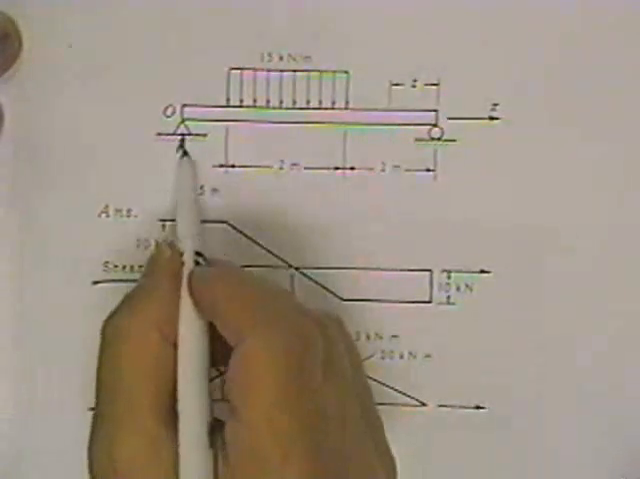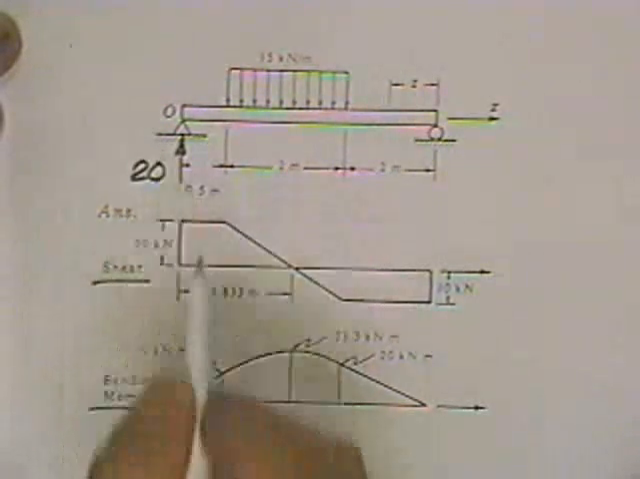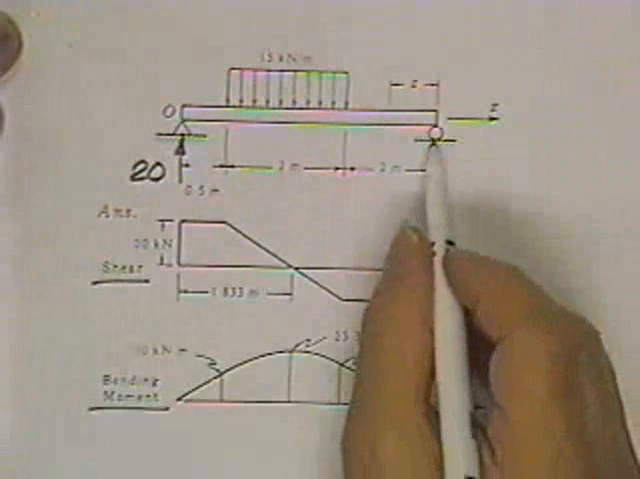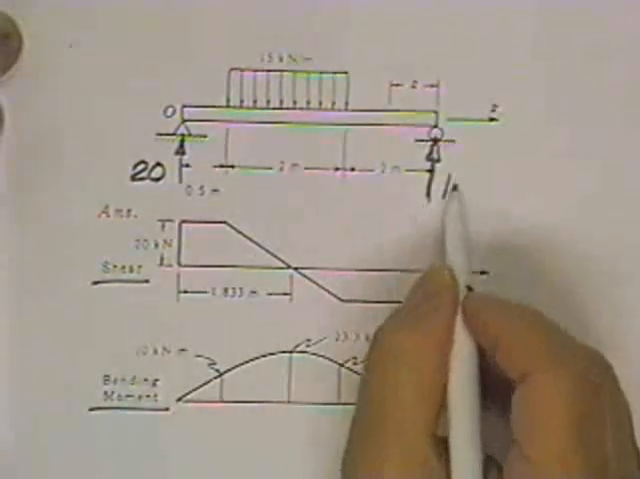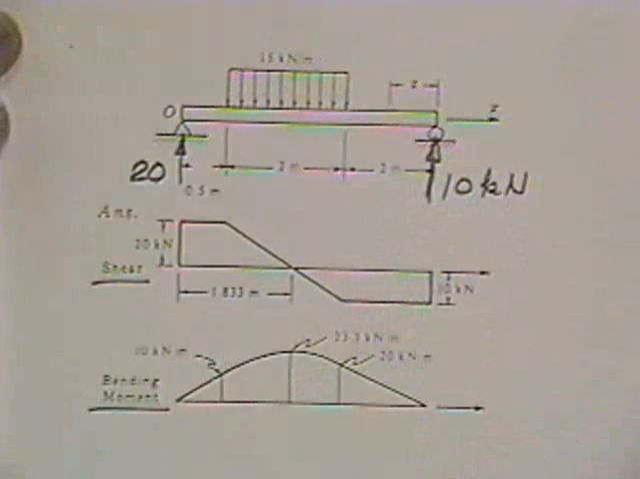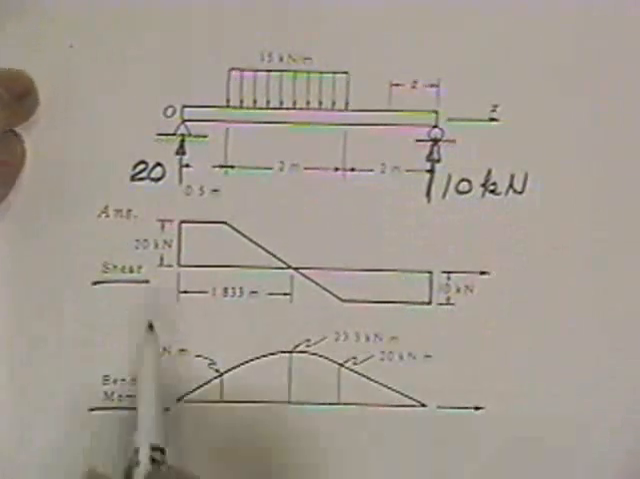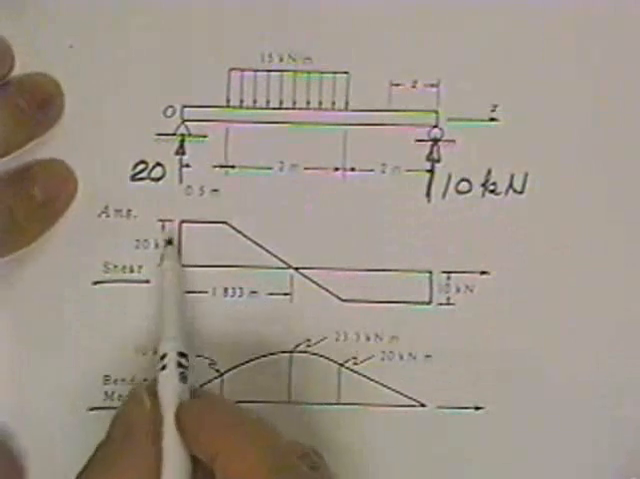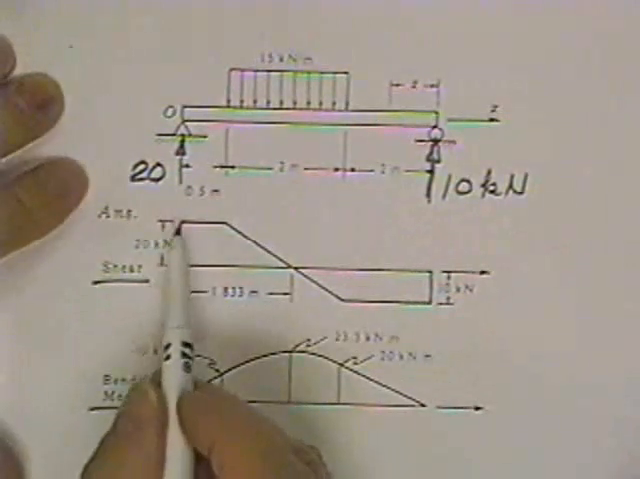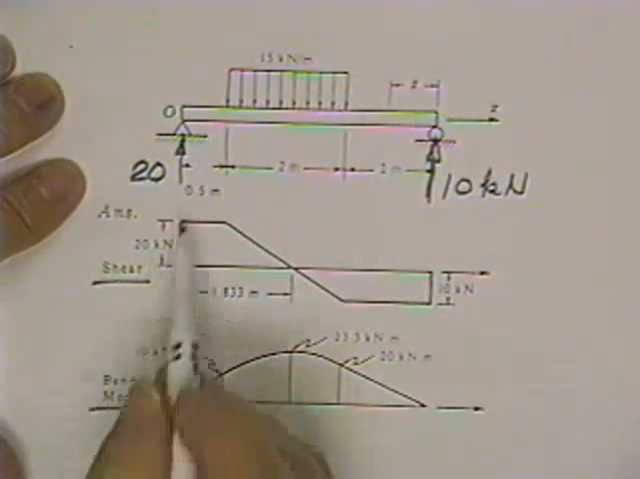Now then, I won't bore you with solving for the reactions. This reaction was 20 kilonewtons. This right-hand reaction was 10 kilonewtons. We learned how to do that in the statics section. You are supposed to simply do what the loads tell you to do. And they will tell you in great detail what to do.